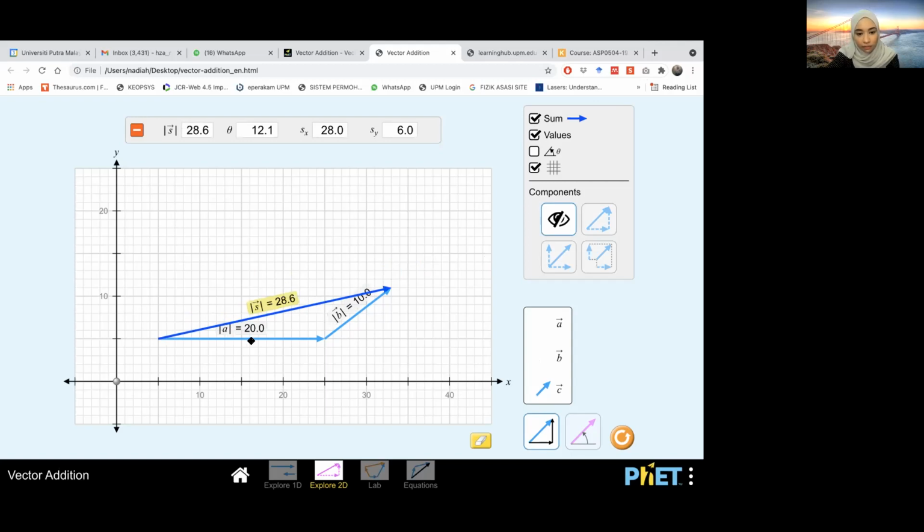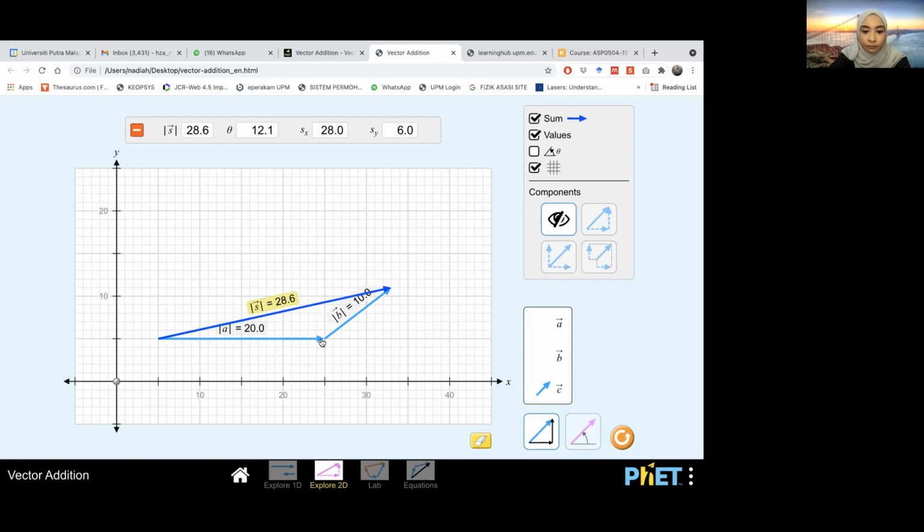The length of A vector is 20. Let's see. This is 0, 5, 10, 5, 10, 15, 20. So yes, vector A is 20. This is if you're using a graph paper.